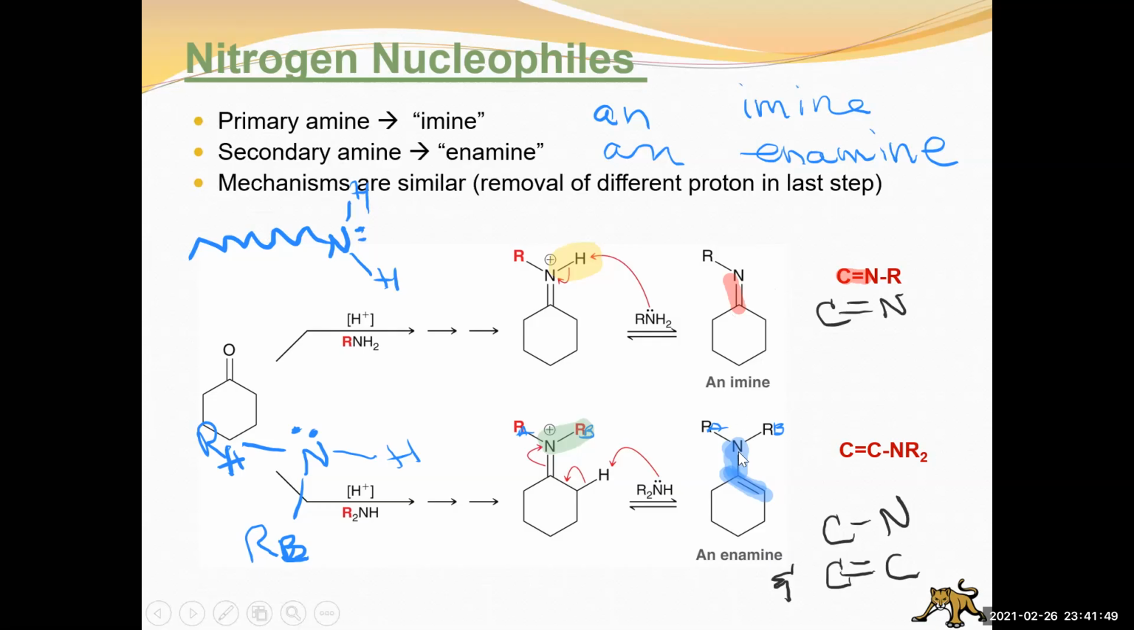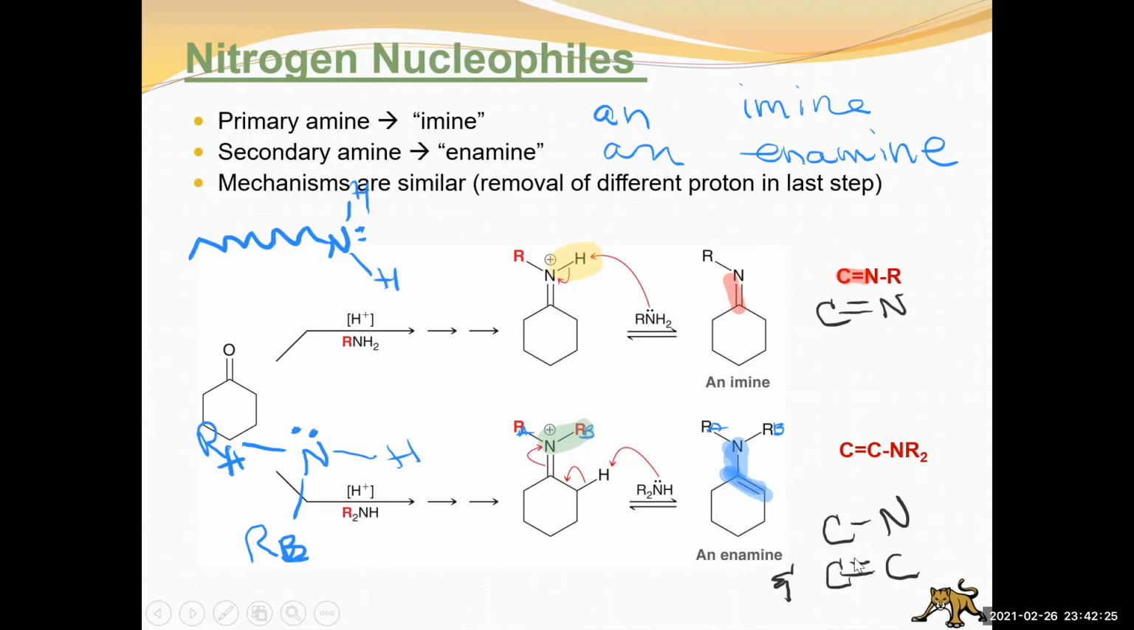Hopefully you answered that. Yes, I could absolutely tell them apart via infrared radiation analysis, because this would have a carbon-nitrogen double bond stretching frequency. This one would have a carbon-nitrogen single bond stretch and a carbon-carbon double bond. So they are very distinguishable from each other. Even if this R group is the same R group, they're very distinguishable from each other via IR.